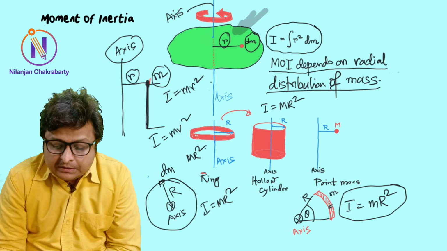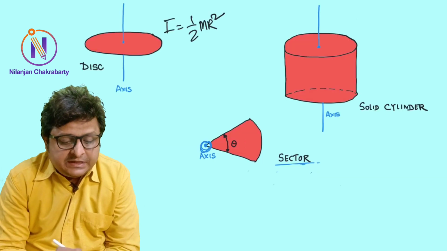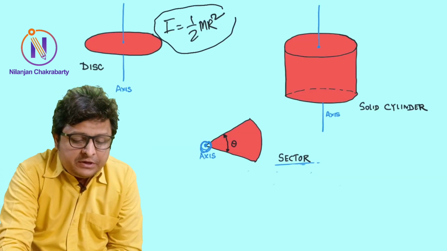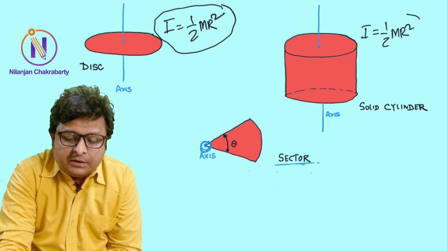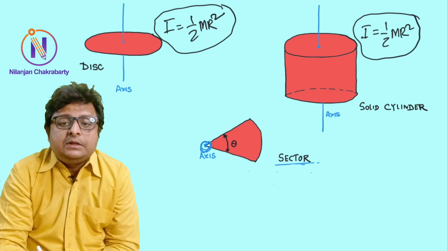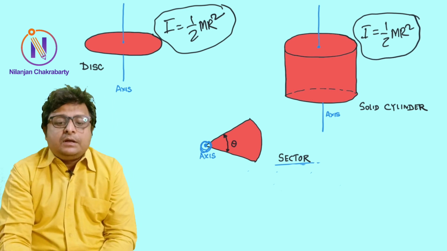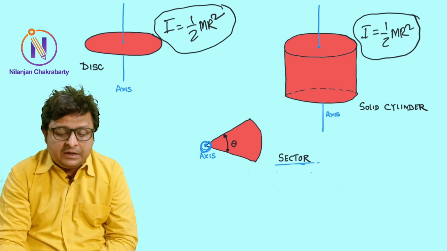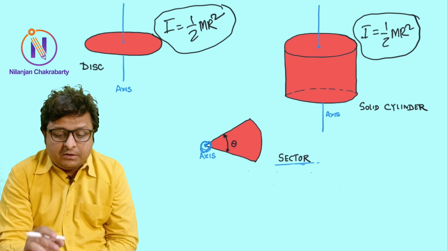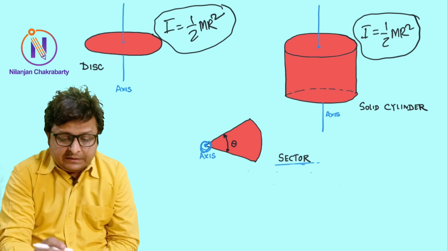Okay, so next page देखो, disc का क्या होता है? We all know it is half mr square, and solid cylinder also you get half mr square. इसका reason क्या है? The reason is very simple. From a disc, if you stretch the disc axially, you get a solid cylinder, and even the same for a sector of a circle, a sector of a disc.